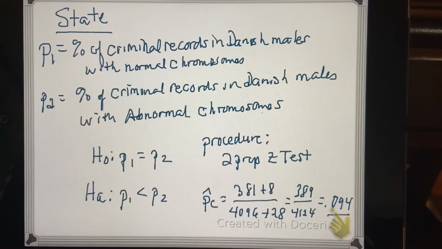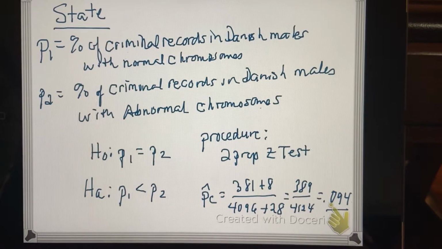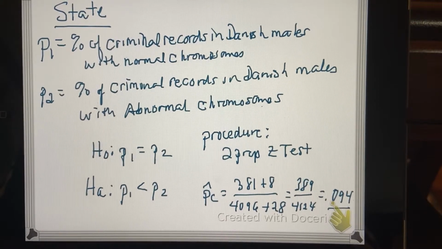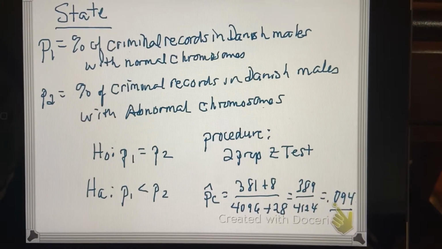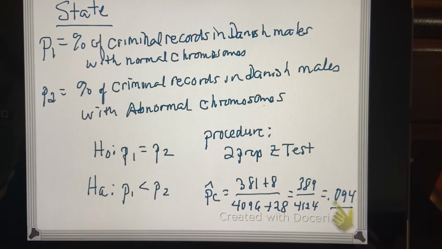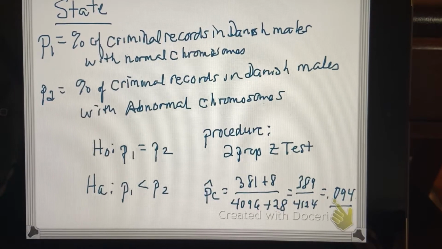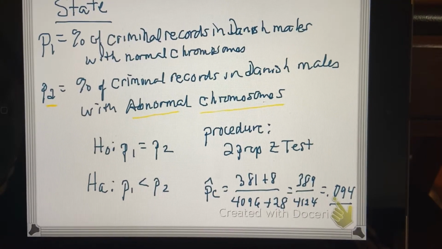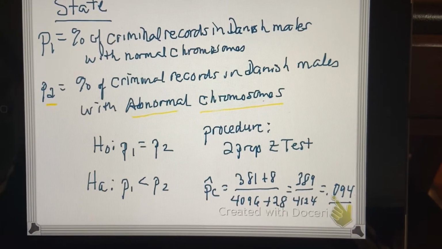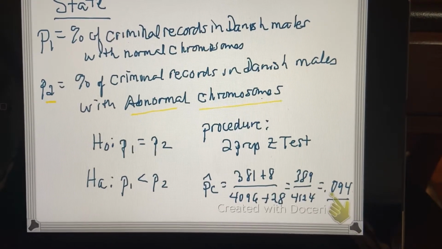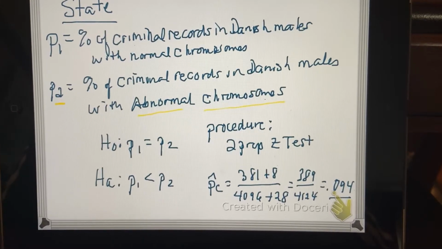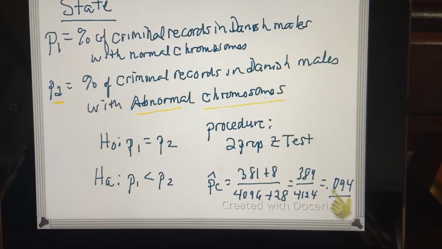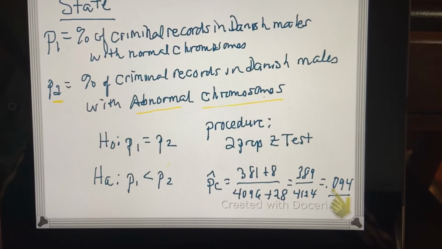So I'm going to set up my null hypothesis, which is always that the two proportions are equal to each other. And then the alternative comes from the very last line in the prompt. It says some experts believe chromosome abnormalities are associated with increased criminality. Because P2 was the one with the abnormal chromosomes, I'm going to make my alternative hypothesis P1 less than P2, because the chromosome abnormalities they want to investigate are associated with increased criminality. So I'm going to see if this is higher.